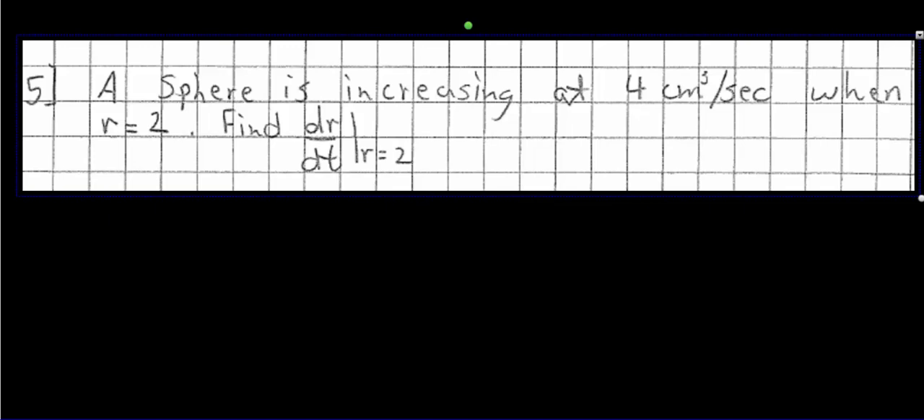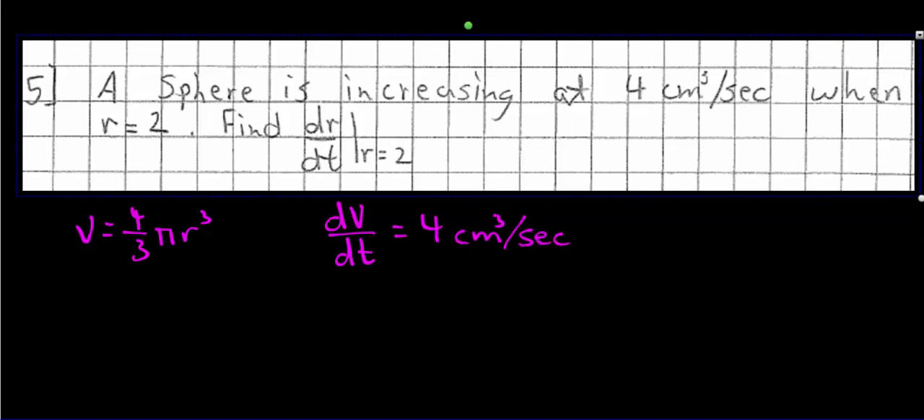Now, we also had on this packet a related rates problem, a sphere which has a volume of 4/3 pi r cubed is increasing at a rate of 4 cubic centimeters per second. So what they gave us in calculus speak is dV/dt is equal to 4 cubic centimeters per second. And that's when r is equal to 2. So when the radius is equal to 2. And what they want us to do is find, okay, well, how fast is the radius changing here?